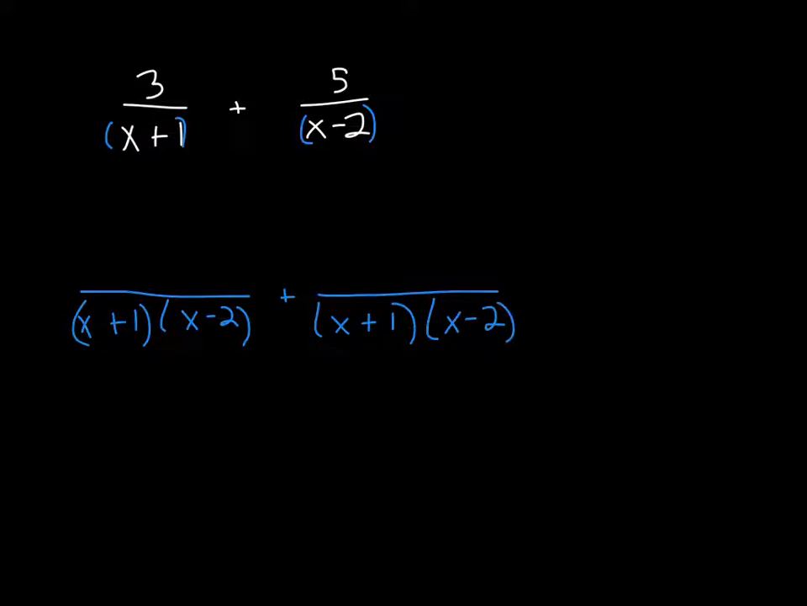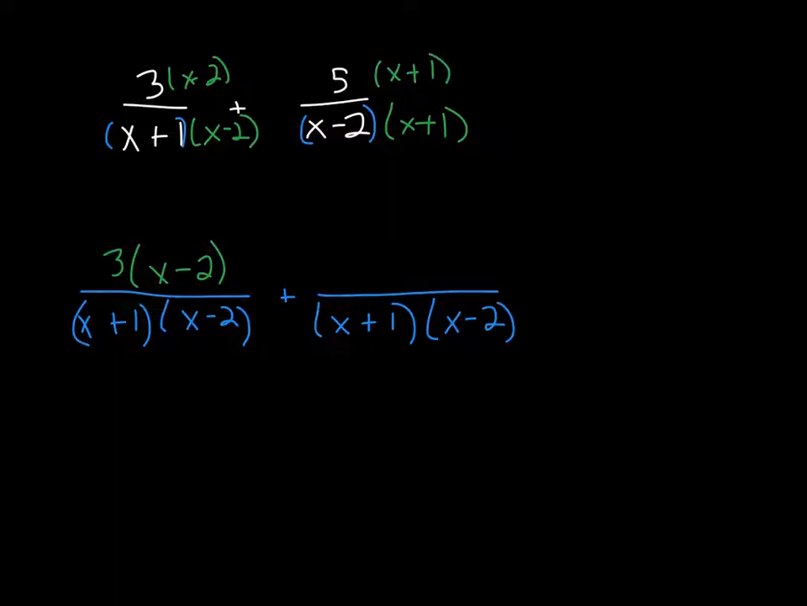Okay, now look at this first fraction, see what the denominator is missing from the common denominator. It's missing an x minus 2. So we also need to multiply this numerator by x minus 2. So we have 3 times x minus 2. Then in the second fraction, our denominator is missing the x plus 1. So we have to multiply the numerator by x plus 1.